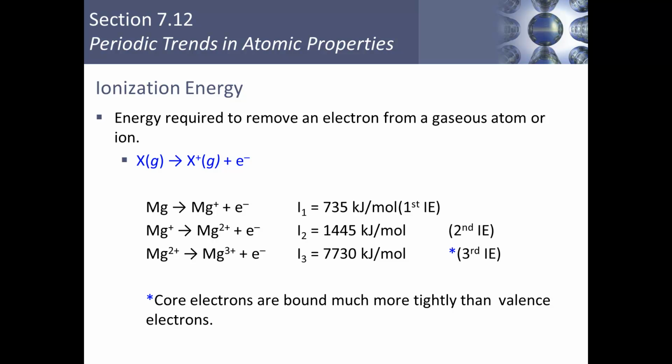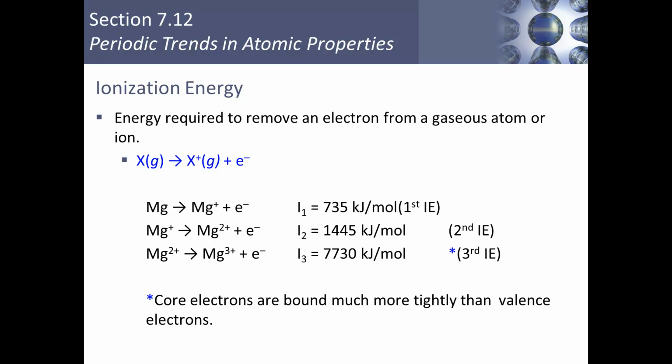First, let's look at ionization energy, which is the energy required to remove an electron from a gaseous atom or ion. If we take a generic element X in the gas state, then it would be the energy required to convert element X to X plus an electron.